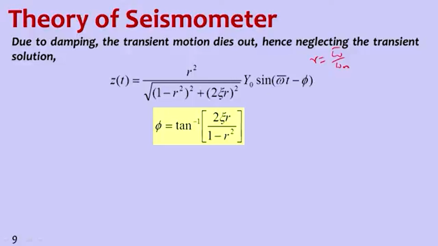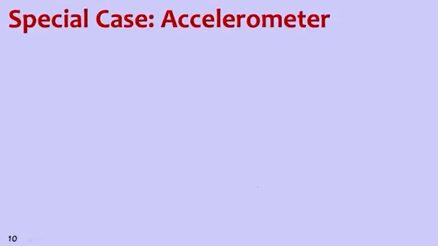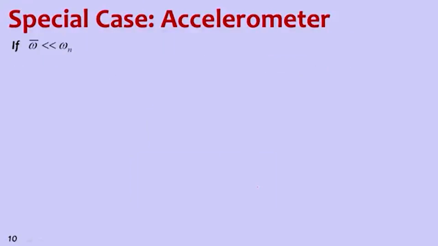Omega n is the natural frequency, which comes from under root k by m, and omega bar is the earthquake forcing frequency. So we can write the ratio of the amplitudes of both vibrations, z by y maximum, as r square by under root of (1 minus r square) whole square plus (2 zeta r) whole square. Let's try to understand some special cases in this equation. These special cases come from the range of the r value.